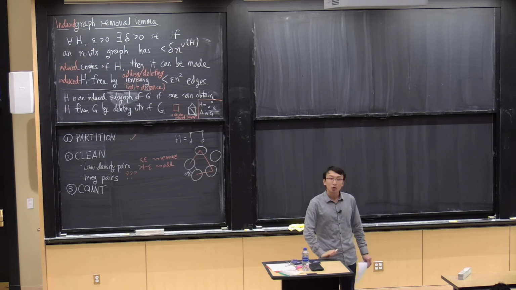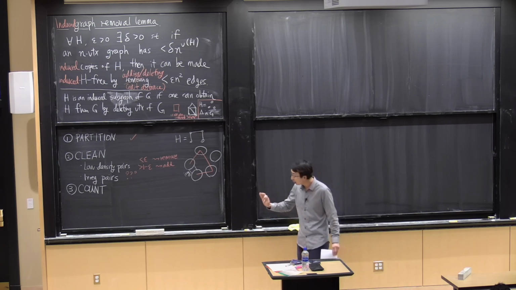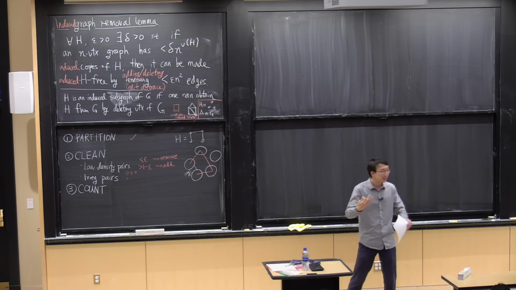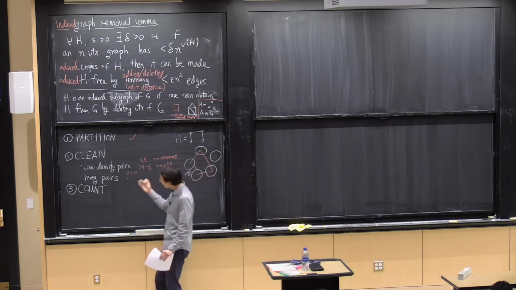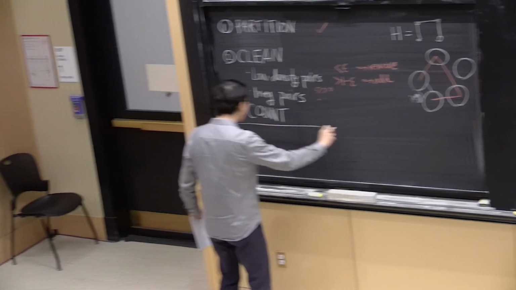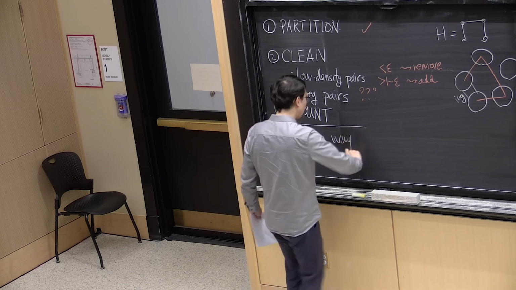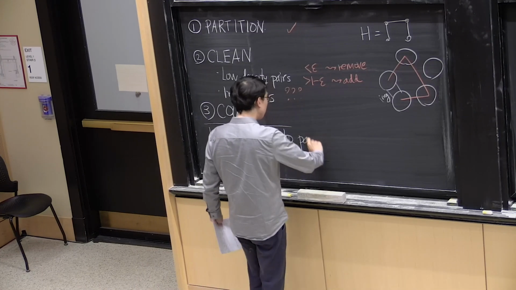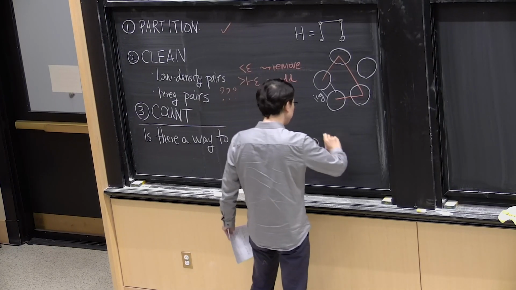Okay. Any questions about this obstacle? So make sure you understand why this is an issue. Otherwise, you won't really appreciate what will happen next. Okay, so somehow we need to find some kind of regularity partition to get no irregular pairs. Right, so the question is, is there a way to partition so that there are no irregular pairs?